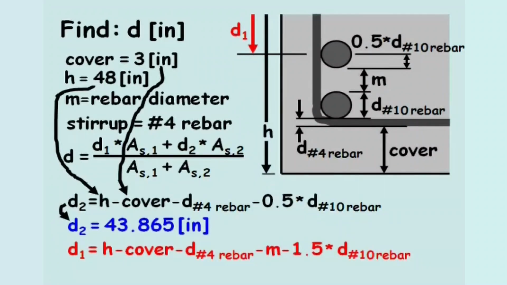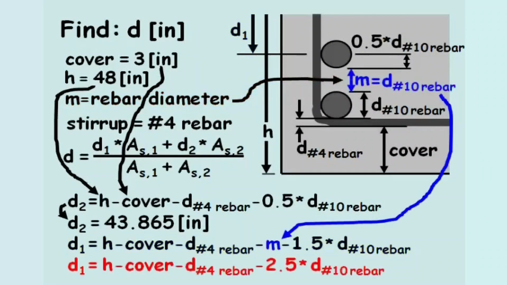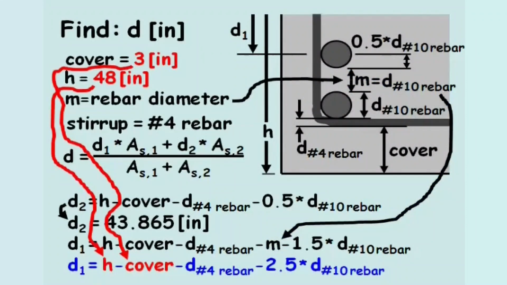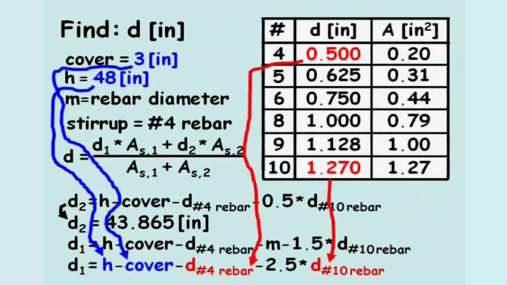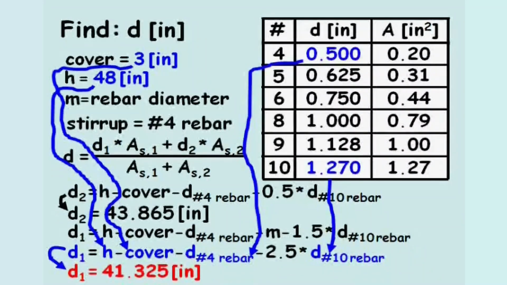The depth to the first row of tension steel equals the height of the beam minus the cover minus the number 4 rebar diameter minus M minus 1.5 times the number 10 rebar diameter. We recall M is equal to the longitudinal rebar diameter. We can substitute this value into our equation and simplify. As before, we know the height of the beam and concrete cover, and we also know the diameter of the number 4 rebar and number 10 rebar. Solving for D1, we get D1 equals 41.325 inches.